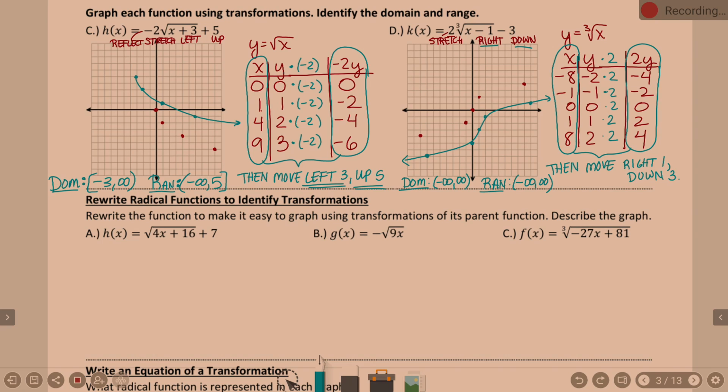So a little bit of review of what we did on graphing. Look back to your front side for review of graphing when you get to homework 2. Okay. Next section. Rewriting the radical functions so that we can identify the transformations that are happening.